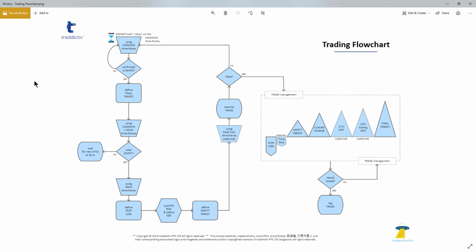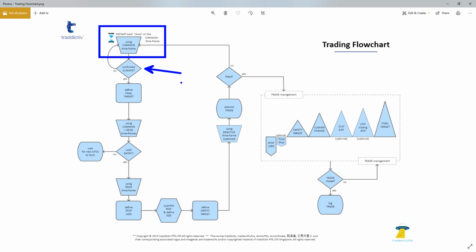At the top, we start the same way we have always done, which is using the common time frame, and the first thing that we do is check the climate. In the prior version of the diagram, there were two choices for the climate, confirm and non-confirm, and we had different rules to deal with a confirmed climate as well as a non-confirmed climate.